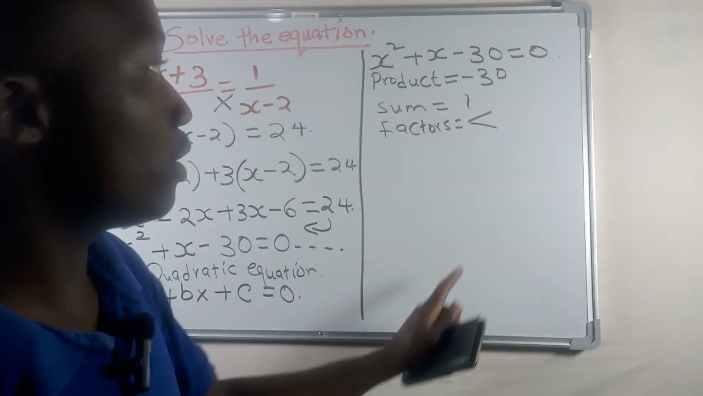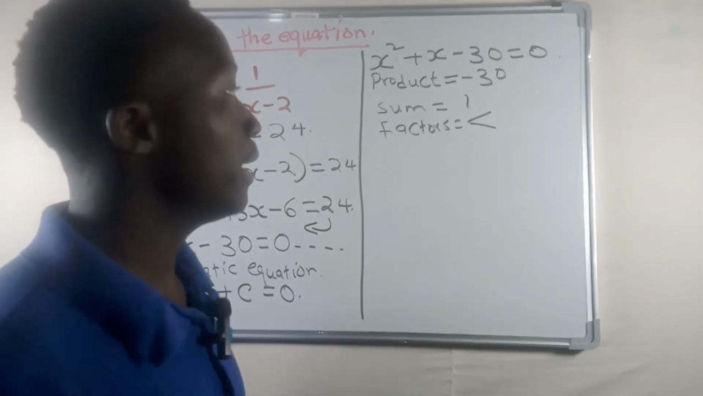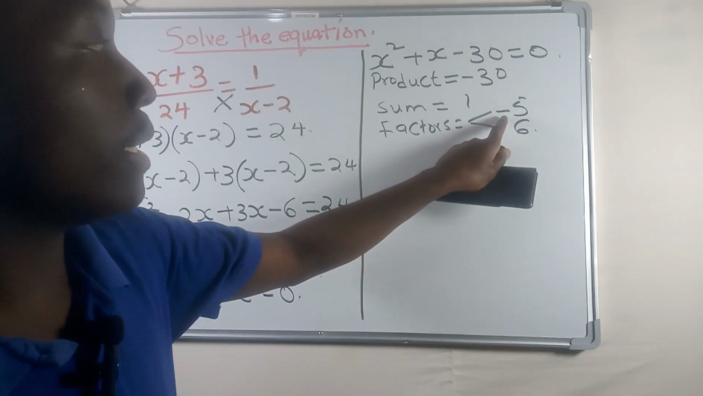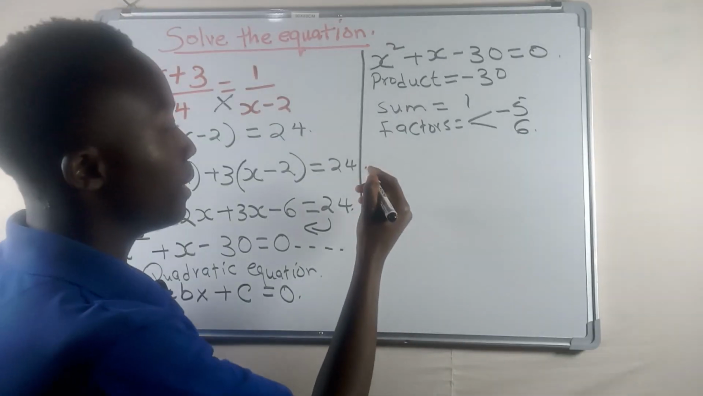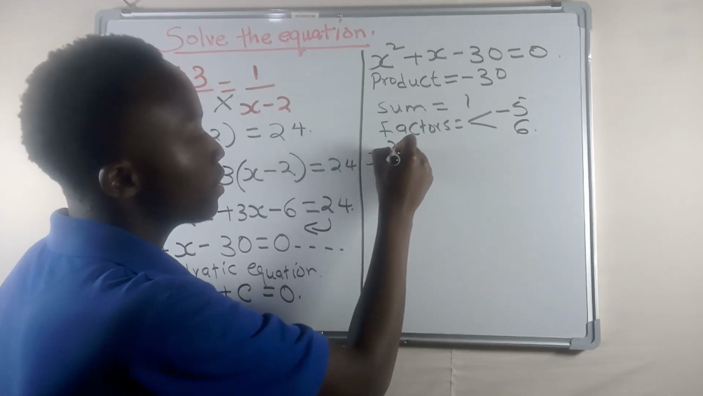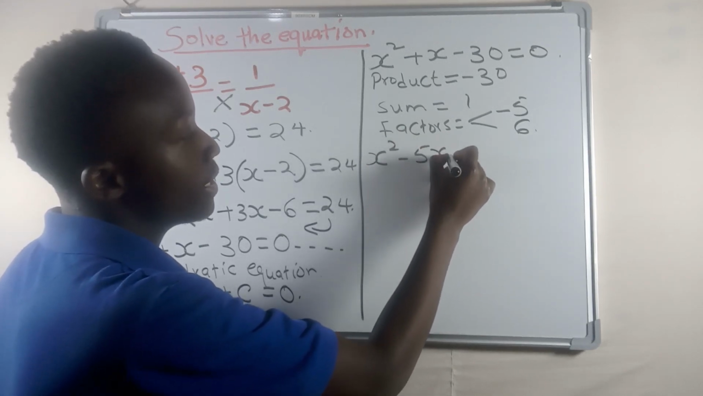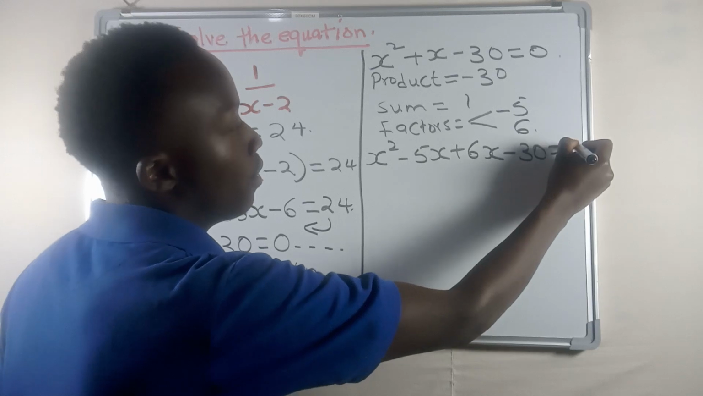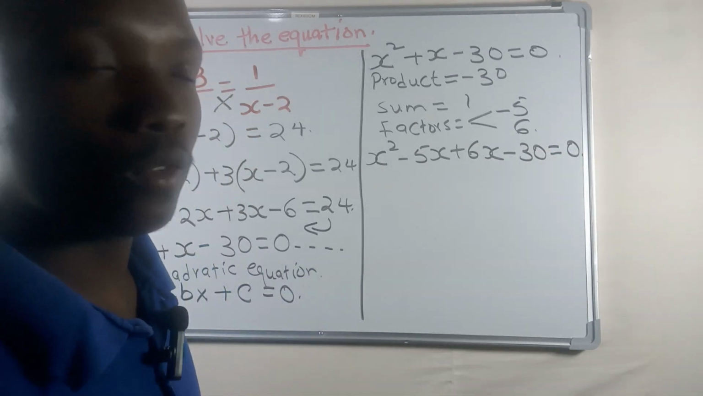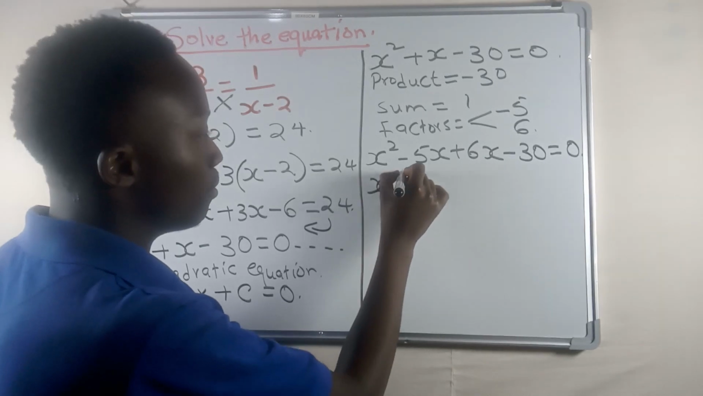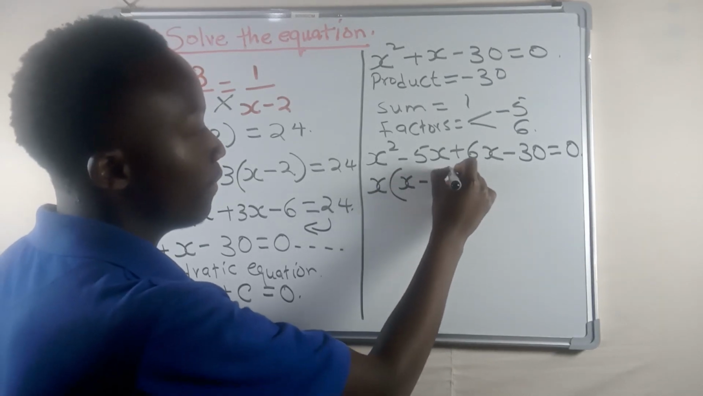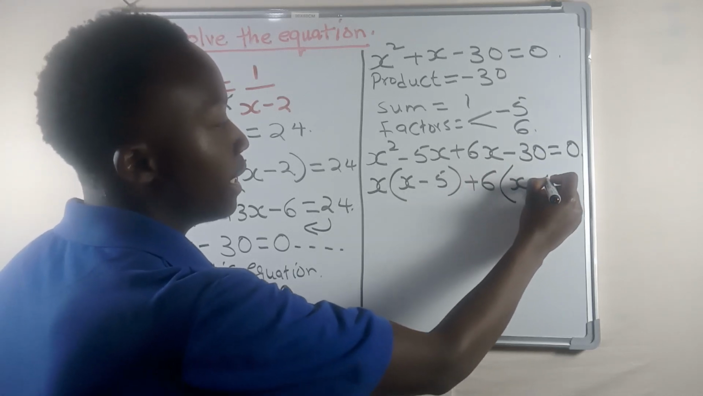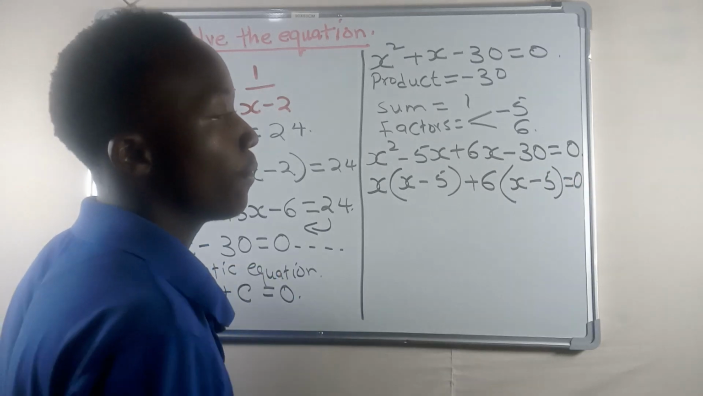two factors we can multiply to give us negative 30, add them, they give us 1, is negative 5 and 6. So we are going to replace our b with negative 5 and 6, and we are going to have x squared minus 5x plus 6x minus 30 is equal to 0. So we can now continue to factorize, and we are going to have x into bracket x minus 5. Then the common factor here is 6, plus 6 into bracket x minus 5 is equal to 0.